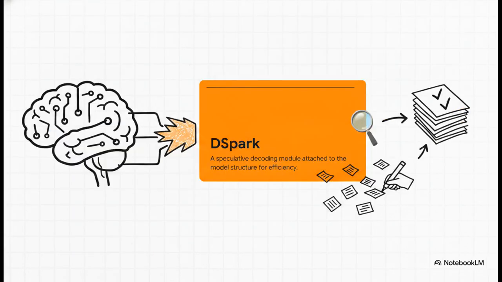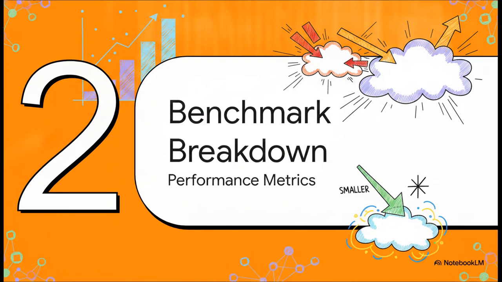The magic word you need to know here is DSpark. DSpark is a speculative decoding module physically attached to the model structure. It's like having an eager assistant who rapidly scribbles down a rough draft, while a senior editor, the main model, just quickly approves or tweaks it. Because the assistant is lightning fast, and the editor only has to verify instead of writing from scratch, you get incredible, mind-blowing speed.